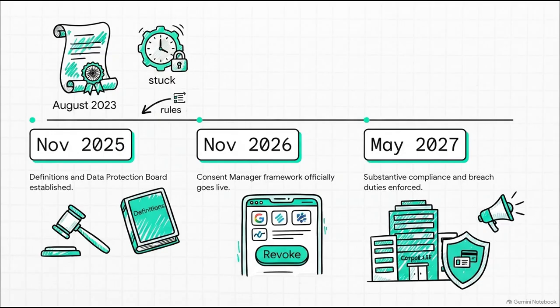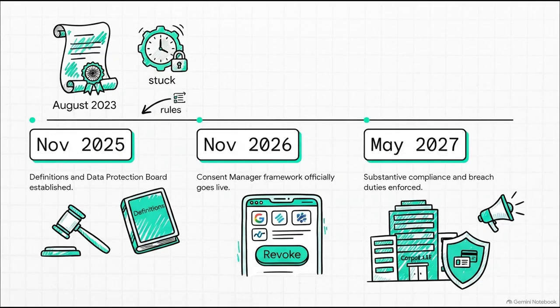Phase 1 went live immediately in November 2025, laying out the definitions and setting up the administrative machinery for the new Data Protection Board. Then we have Phase 2, slated for November 2026, which activates the Consent Manager framework. If you're wondering what that is, think of a consent manager as a highly secure digital dashboard, or maybe a centralized app on your phone, where you can see every single company you've ever given your data to, and it lets you manage or revoke that access with one universal switch.